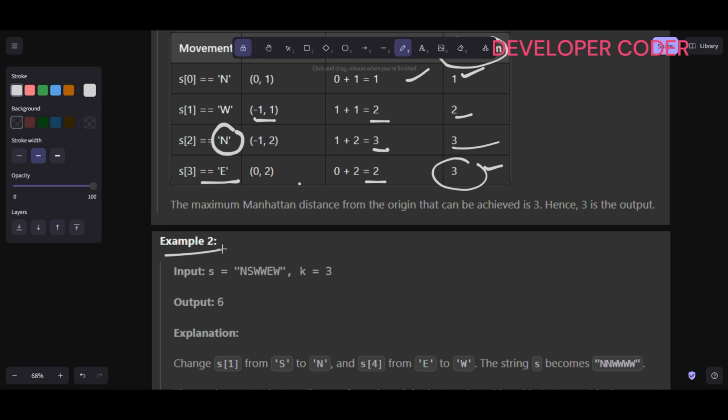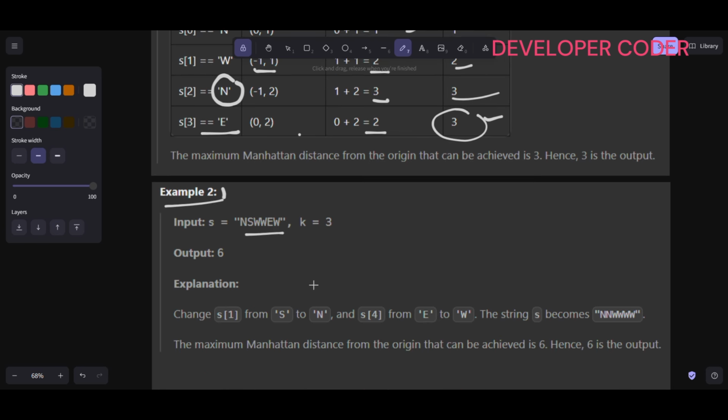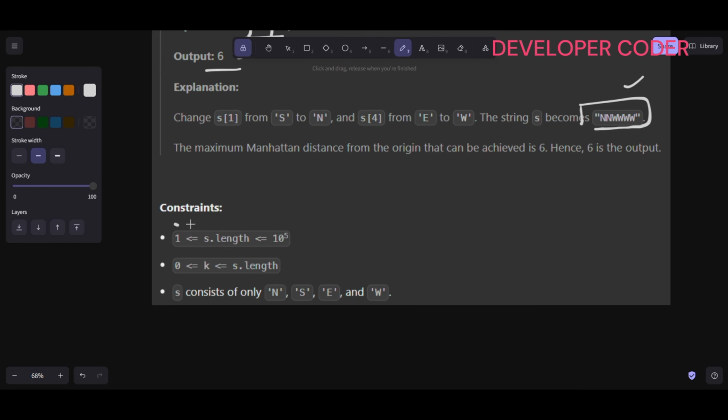Okay, and this is example number 2. Here also if you modify this s1, 0 1 2 3 4, this to w, your string s is going to become like this, and using this you are going to get the max out. But how do we know that we need to change this only? This is the next question, and these are the constants. So now let's understand that.